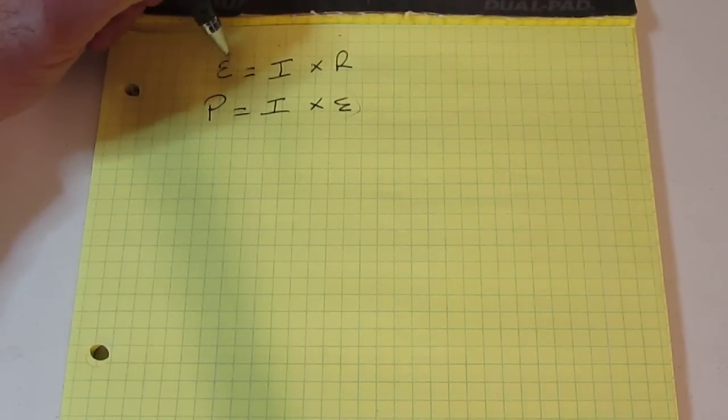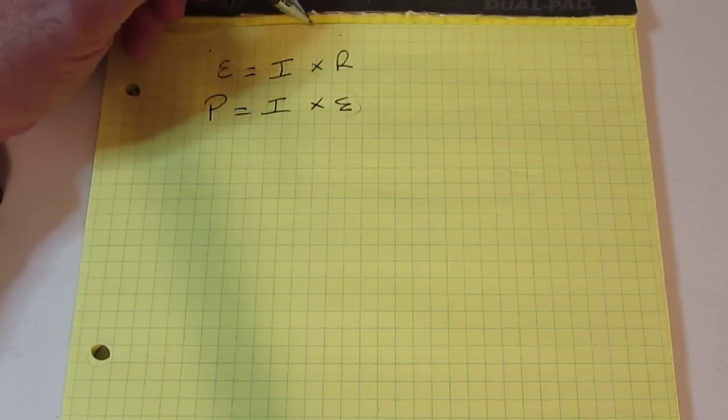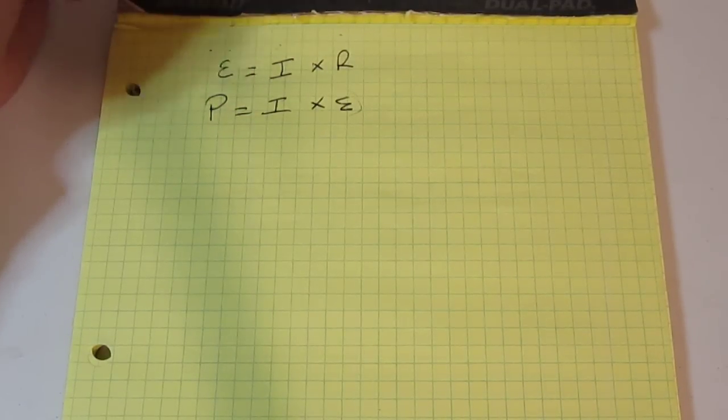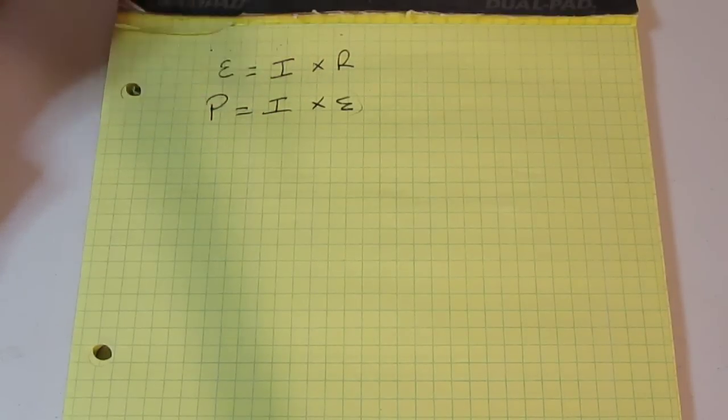E is voltage. You could use V as in Victor if you wanted to, of course. And then you could use A for current, although I find that confusing. And then R is resistance, and P is power. And again, I and E are the same there.